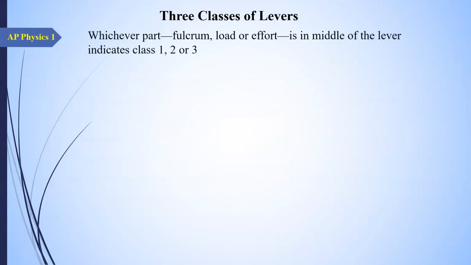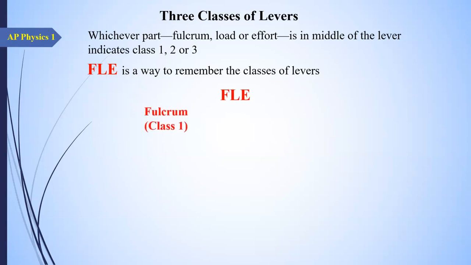So there are three classes of levers, so we're just going to learn these for nomenclature. They won't test you on this on the AP, but it's just to know the different types of levers. So whichever part, the fulcrum, load, or effort, is in the middle of the lever indicates a class 1, 2, or 3 lever. So let's see what's meant by those terms. FLE is a way to remember the classes of levers. So if the fulcrum is in the middle, it's a class 1 lever.